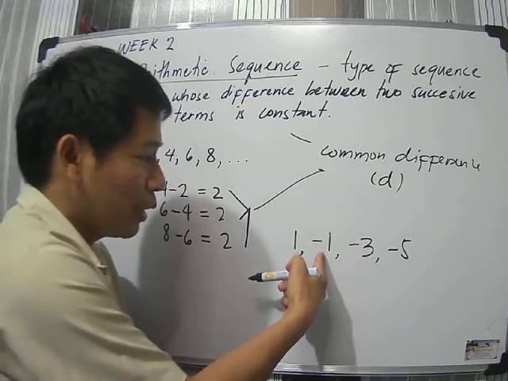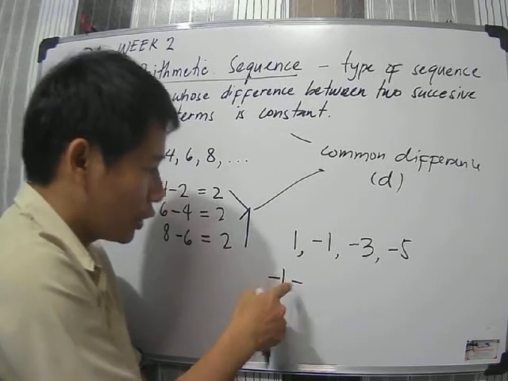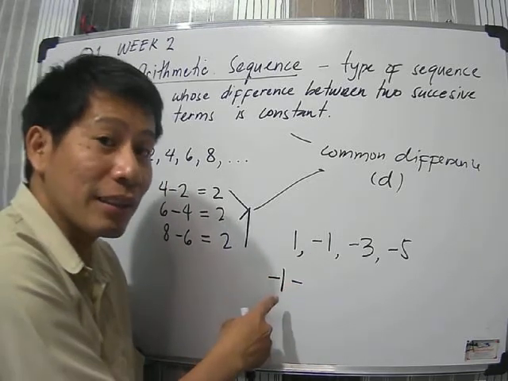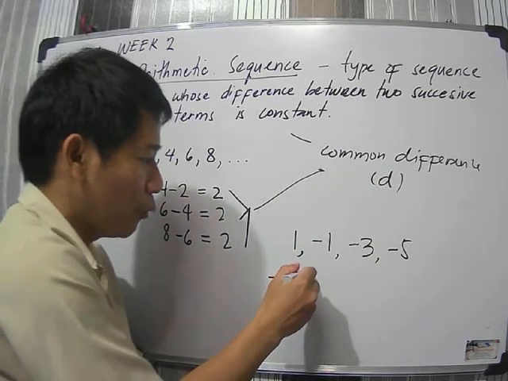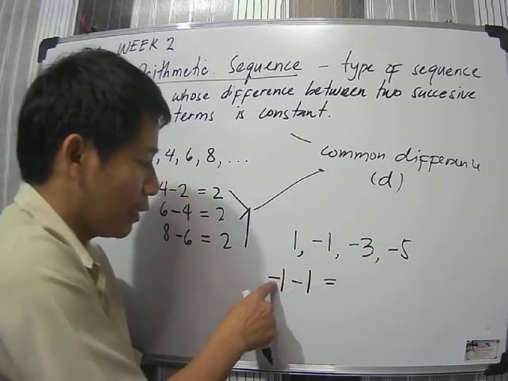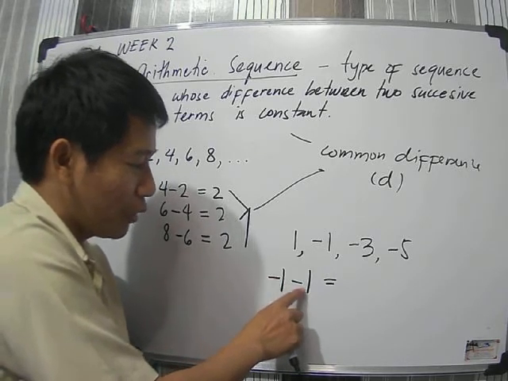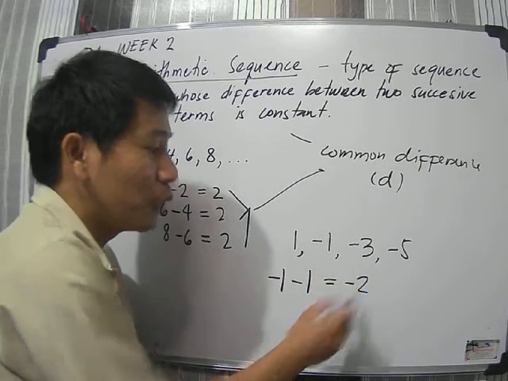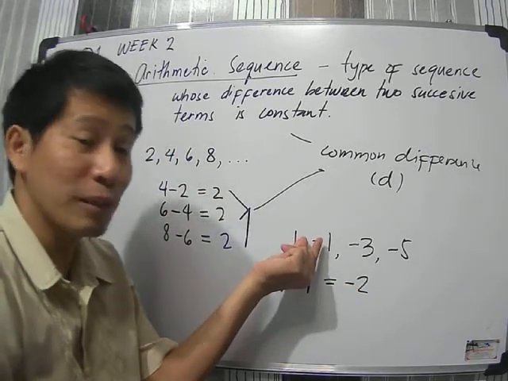Okay? So, negative 1, minus, laging subtract, kasi nga common difference, minus yung previous term, 1. What is negative 1 minus 1? So, since pares na silang negative, negative 1 minus 1, the answer is negative 2. Okay. So, that's the difference between these two successive terms.